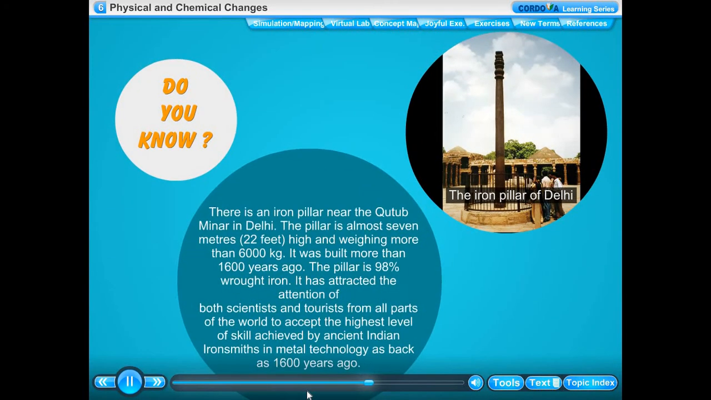Do you know? There is an iron pillar near the Qutub Minar in Delhi. The pillar is almost 7 meters, 22 feet high, and weighs more than 6,000 kilograms. It was built more than 1600 years ago. The pillar is 98% wrought iron. It has attracted the attention of both scientists and tourists from all parts of the world to accept the highest level of skill achieved by ancient Indian ironsmiths in metal technology as far back as 1600 years ago.